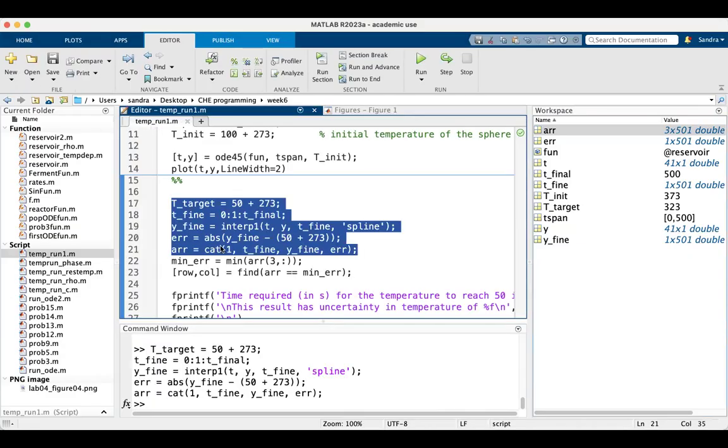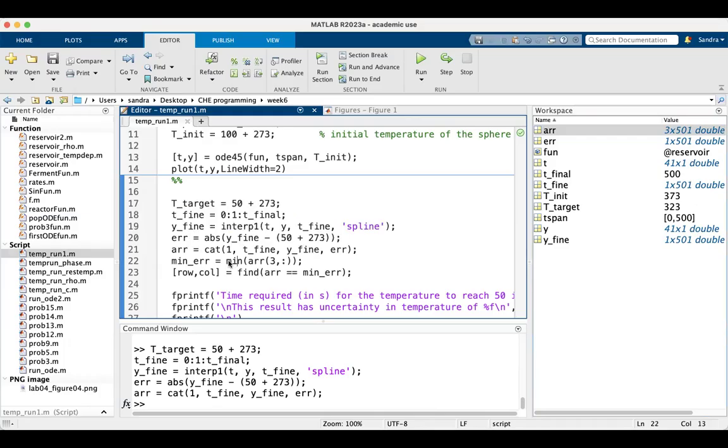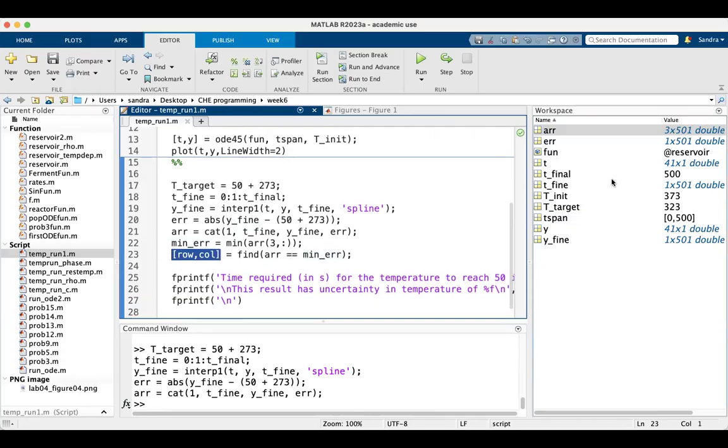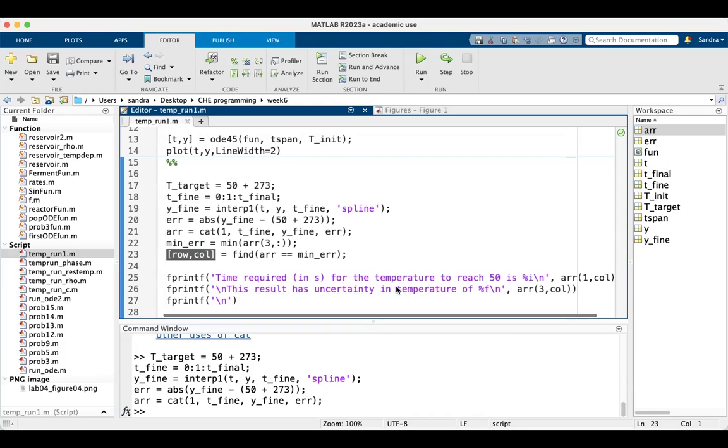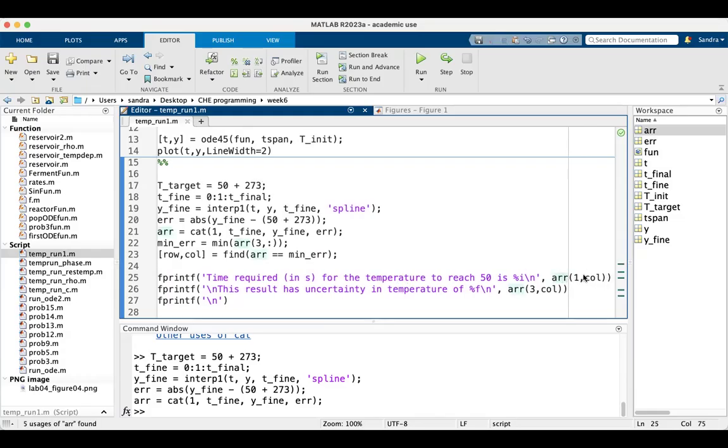Now I need to find where the minimum error is, because at the minimum error the temperature will be very close to 50 degrees Celsius. So I take the minimum of the third row, which was the error values. Corresponding to the minimum, I find the row and column number in ARR. From that row and column number I get where the temperature and the corresponding time are. The time required for the temperature to reach 50 is nothing but ARR 1 comma column.